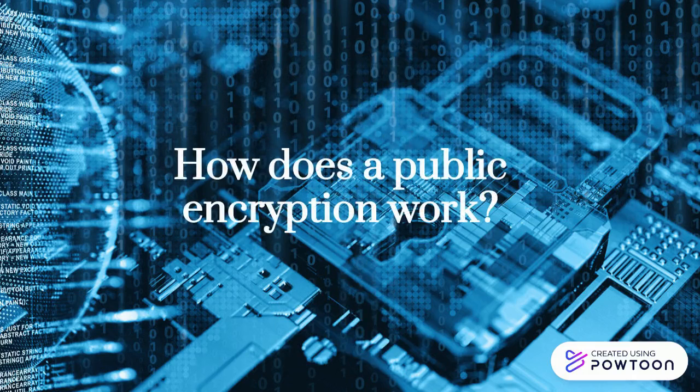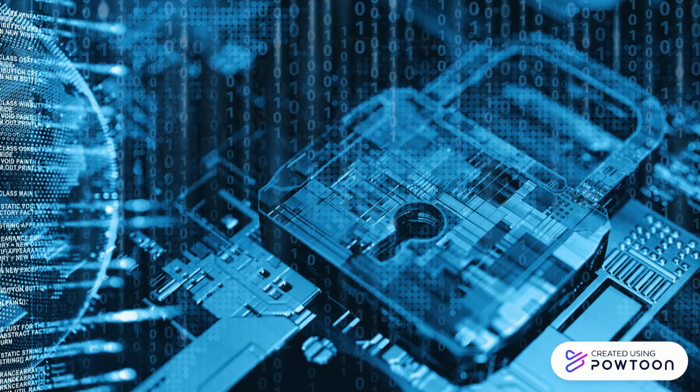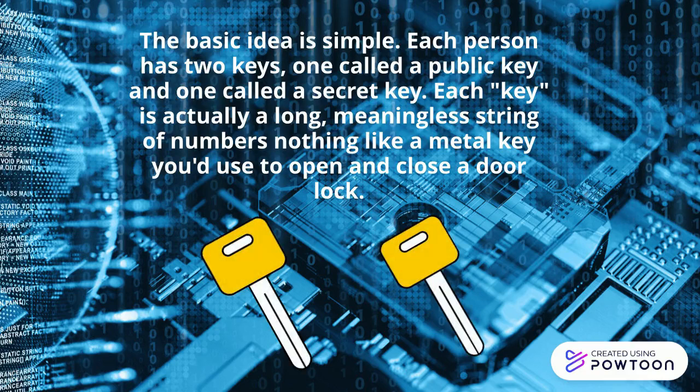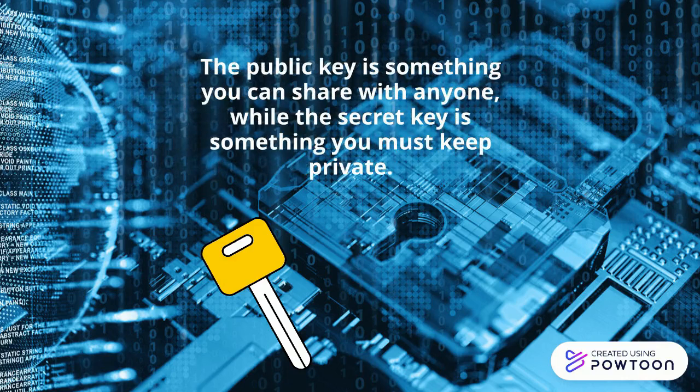How does public key encryption work? The basic idea is simple. Each person has two keys, one called a public key and one called a secret key. Each key is actually a long, meaningless string of numbers, nothing like a metal key that you'd use to open and close a door lock. The public key is something you can share with anyone, while the secret key is something you must keep private.